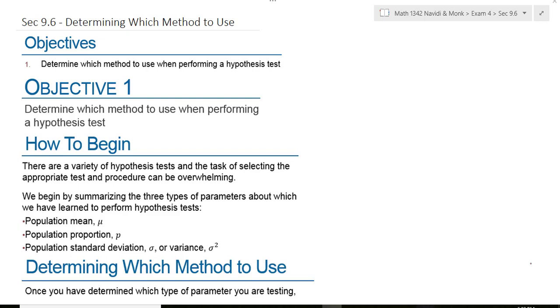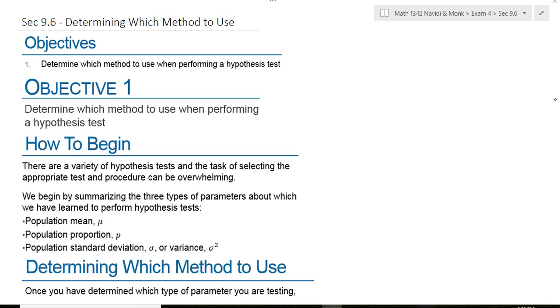Section 9.6 is determining which method to use. The good news is this is exactly the same thing that we did in Section 8.5 when we were doing confidence intervals, only now we're applying it to tests of hypotheses. There's a variety of hypothesis tests and the task of selecting the appropriate test and procedure can be overwhelming.